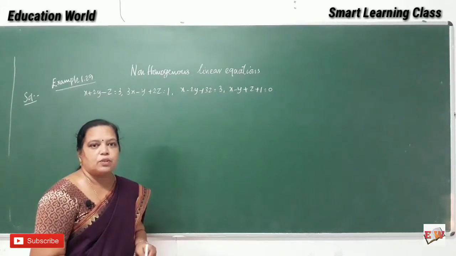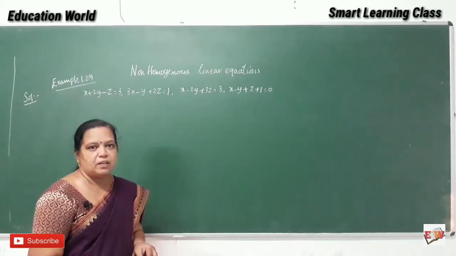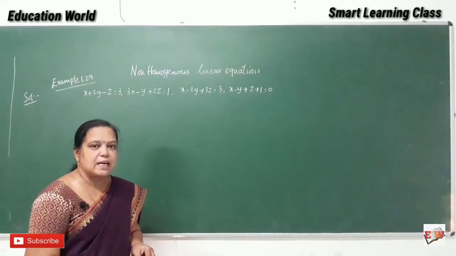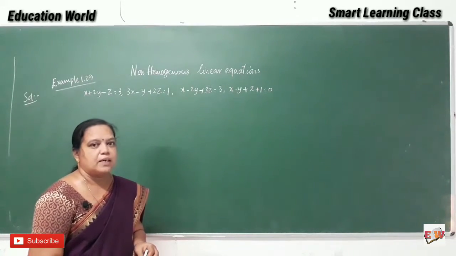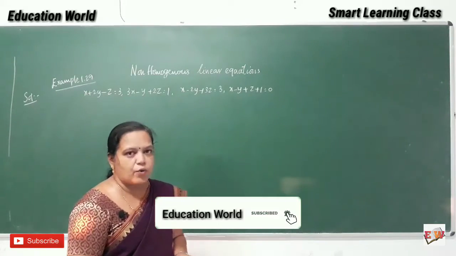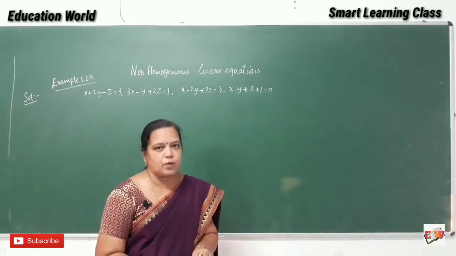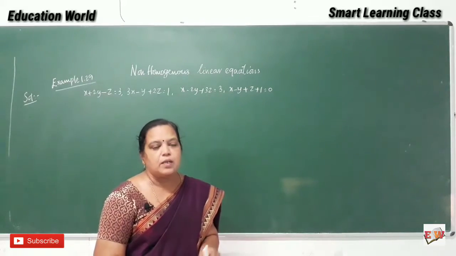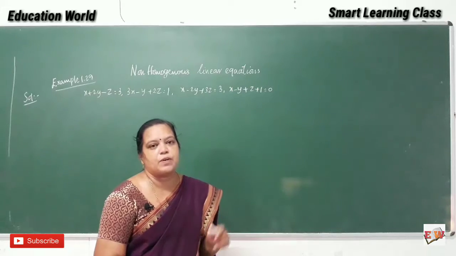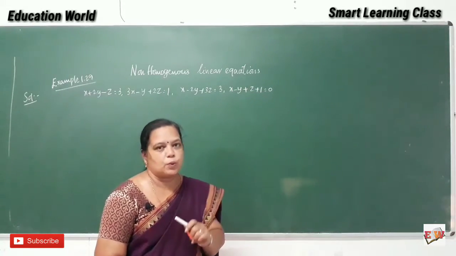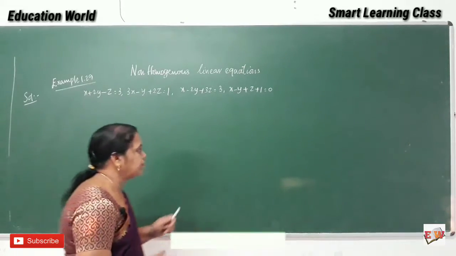First we have to verify whether the given system of linear equations is consistent or inconsistent. What is the condition for consistency? It is if and only if the rank of the coefficient matrix is equal to the rank of the augmented matrix. If it is equal, the given system is consistent and it has a unique solution. Now we see the sum.